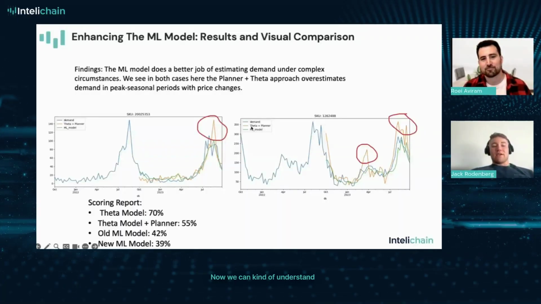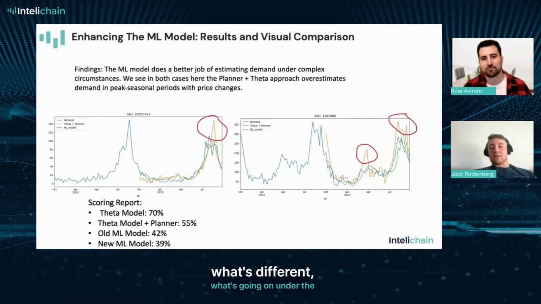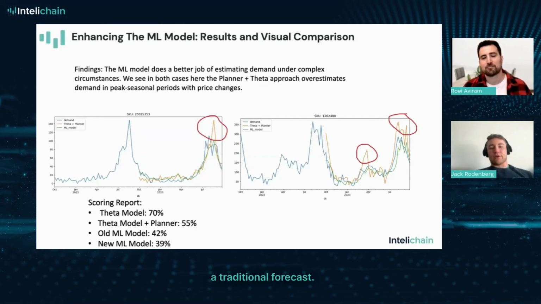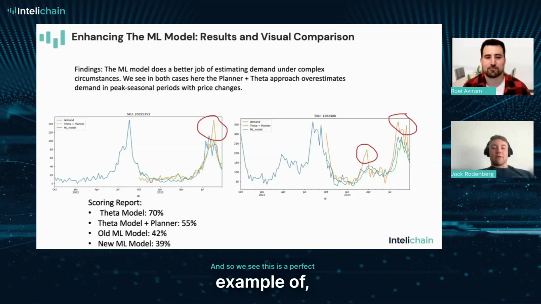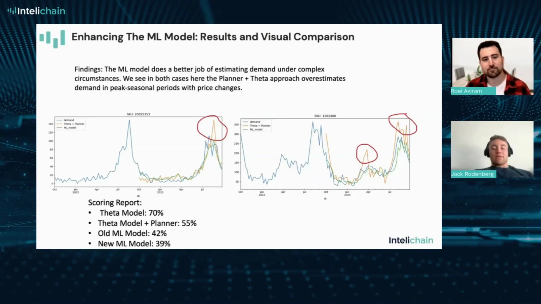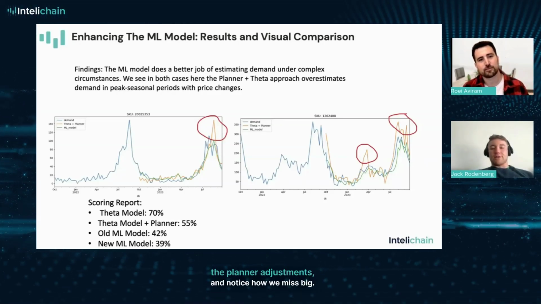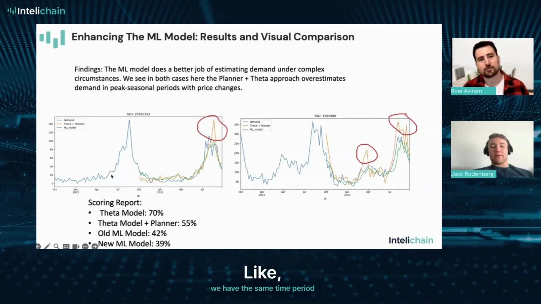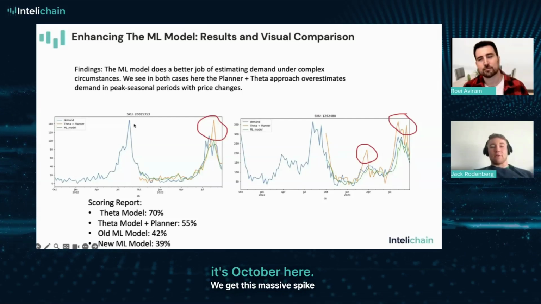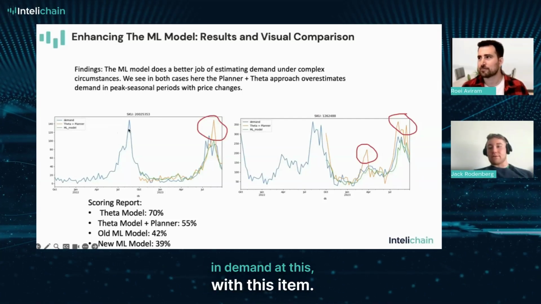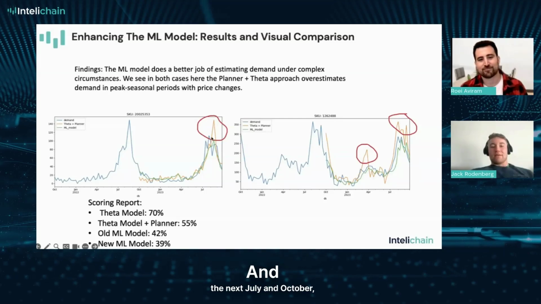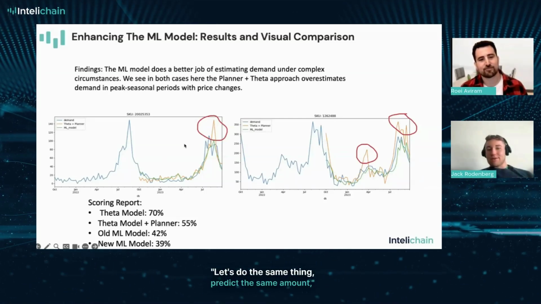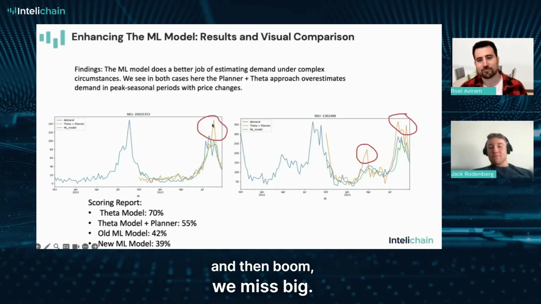Now we can understand what's going on under the hood that might be different from a traditional forecast. This is a perfect example of the theta method when we add the planner adjustments, and notice how we miss big. We have the same time period coming up, July to October. We get this massive spike in demand for this item, and the next July to October, the planner would override it and say, let's predict the same amount. And then boom, we miss big.